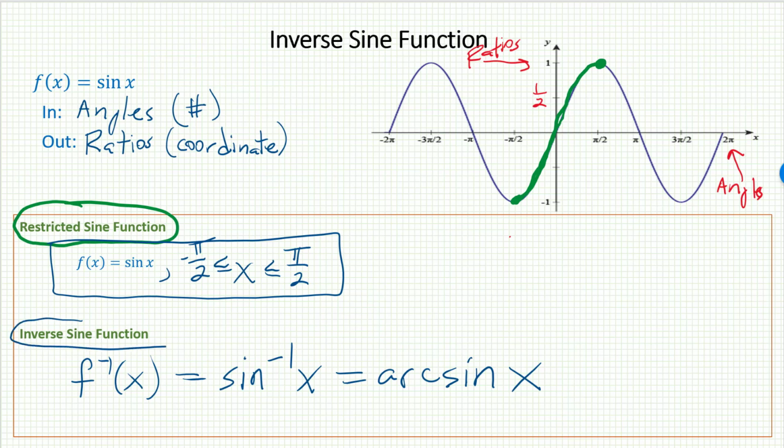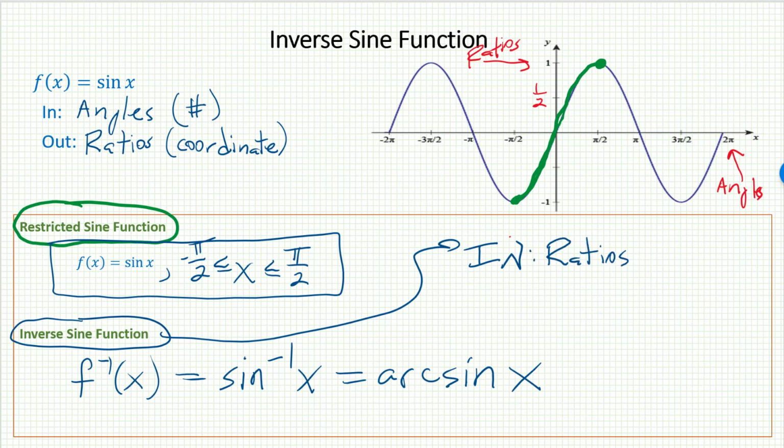So what does the inverse sine function do? Well, it takes in ratios. Will it take in any number possible? Well, you can see from this picture the highest ratio possible is 1. The lowest ratio possible is -1. So this function can take in any ratio between -1 and 1.